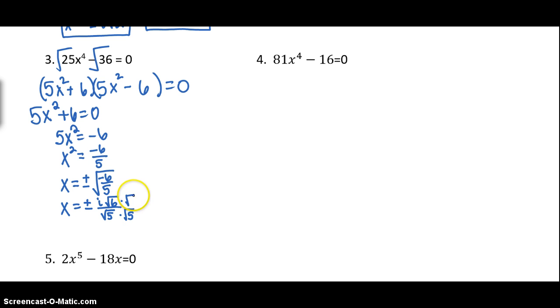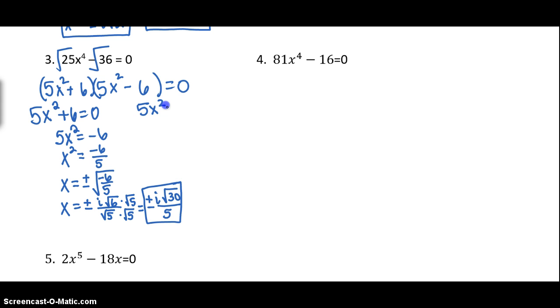It's yucky to have a radical in the denominator, right? We've learned that in the past in Algebra 1. So plus or minus i root 30 over, this would be the square root of 25, and the square root of 25 is 5. So there are 2 answers right there, okay?